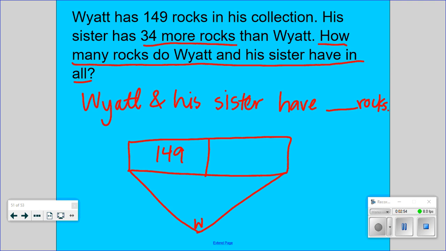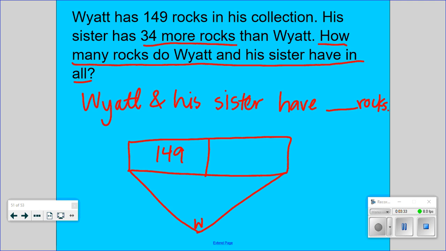So wait, do I actually know how many rocks she has? No. Gavin, do I know? Does the problem tell me how many rocks she has? No, but I added it. We're going to do some adding. What am I going to add to figure out how many rocks his sister has? Adria, what would I add together? You're going to add 34 to 149. Yeah, I know that he had 149. That's our starting point. And we're going to add on 34 to get how many rocks his sister has.